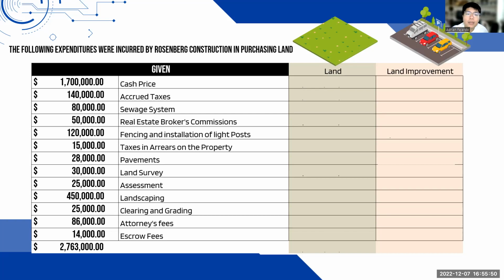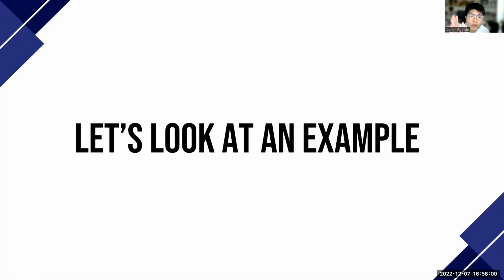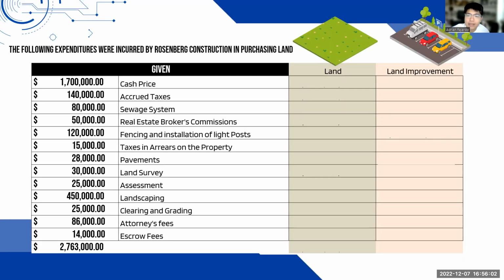So honestly, it's all about mastering the categorization of these costs. You go back to your definition of land improvement and land, and whatever is associated with that type of PPE, that's where you categorize the cost. So let's start. You have 1.7 million cash price. This one is related to buying the land, so you categorize it under land. The accrued taxes are taxes in arrears that you shouldered. So 140,000, still land.